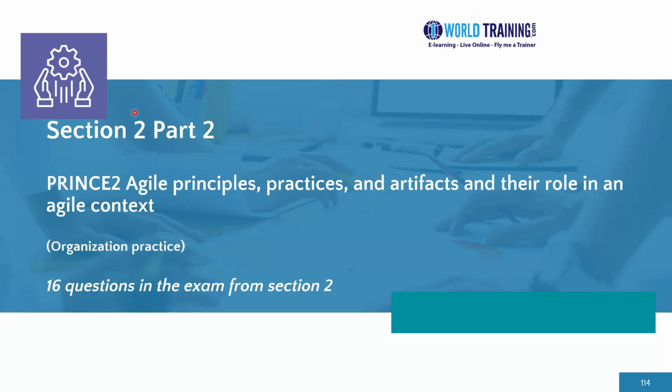We have also covered the business case practice. We will move on to other practices, and in Part 2, specifically the organization practice. And in every practice, we are covering relevant artifacts and how they work in their practice. Section 2 overall will have 16 questions in the exam, which includes not only Part 1 and Part 2, but also the remaining parts. So let's take a look at what is there under the organization practice.